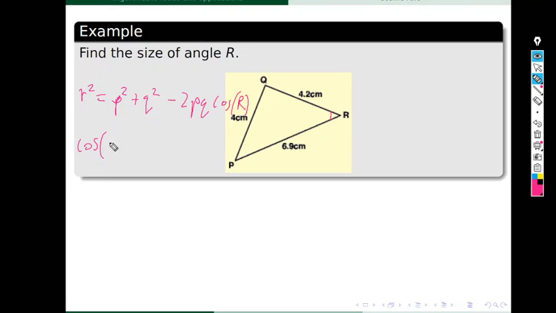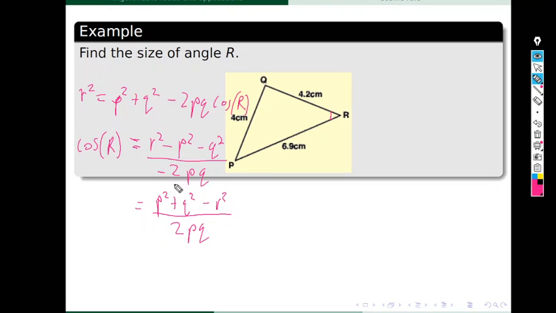So cos of R must be R squared, then take these ones away, yeah? Take p squared, take q squared, all over this coefficient, so negative 2pq. And then probably want to get rid of that negative on the bottom, so we just times everything through by -1. That should do it. So p squared plus q squared, take away r squared. We're just really swapping the signs and writing it in a nice way, and we get 2pq on the bottom. So that's cos of r is all of that.